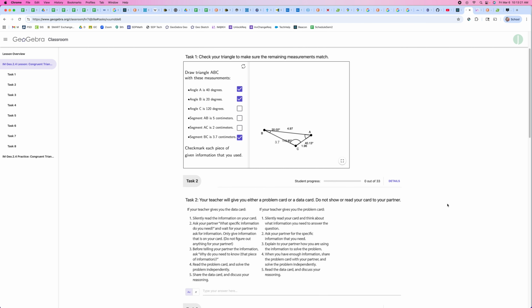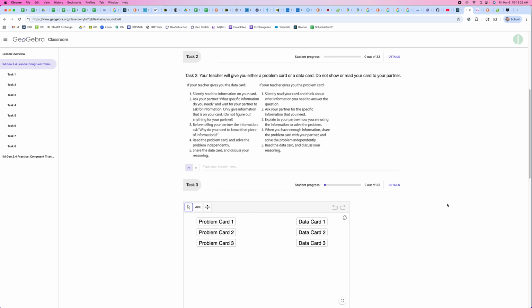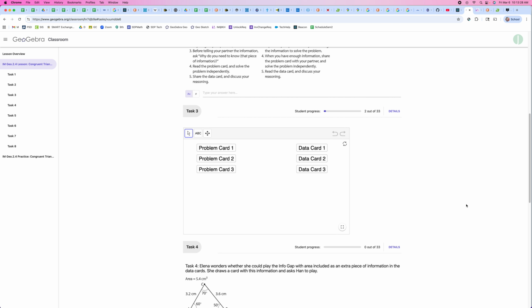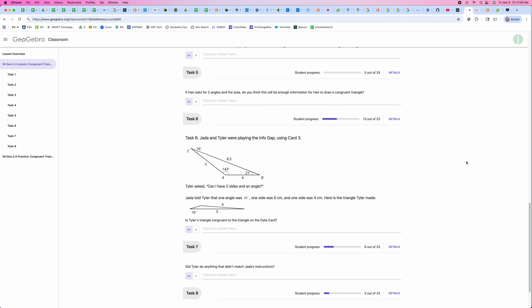All right, in class, we skipped task 2 and task 3, but the idea here is that there's a triangle, and one person knows what it looks like, and the other person is trying to figure out what it looks like. Okay, so Alina wonders whether she could play the info gap with the area included. I am not going to deal with area right now. I want us to focus on the sides, okay? So we're going to skip task 4, and we're going to skip task 5.